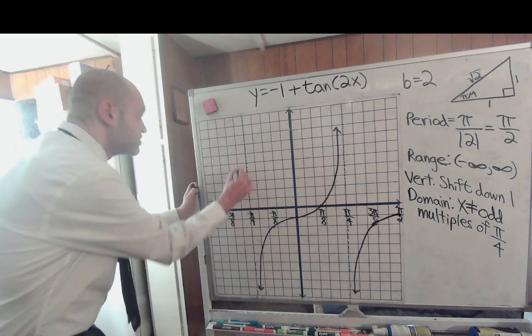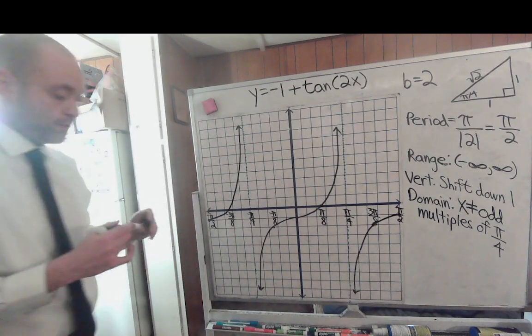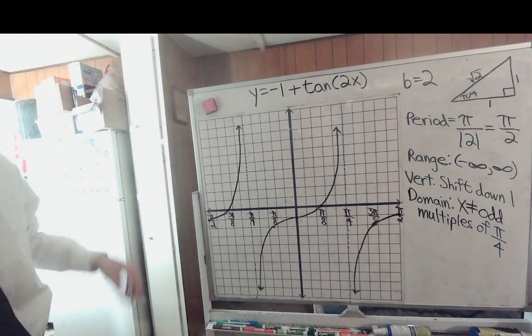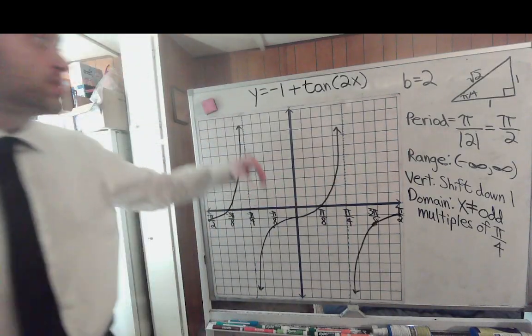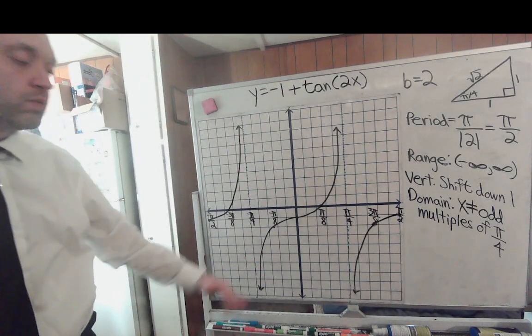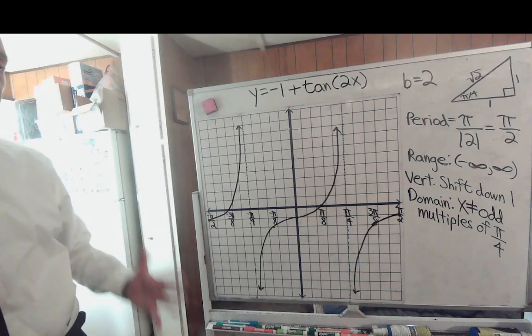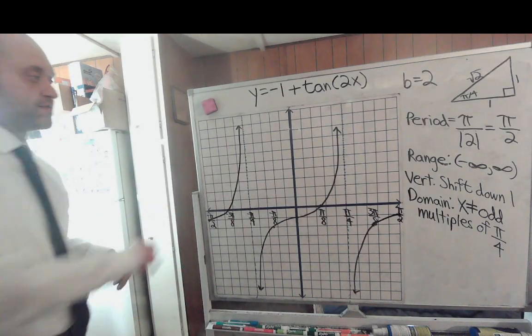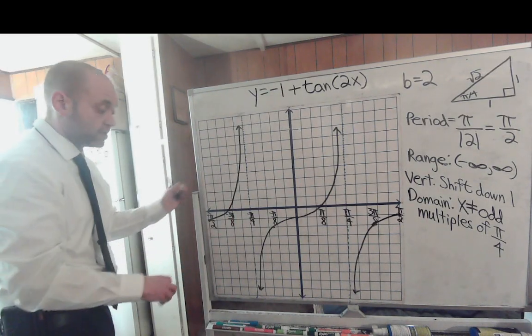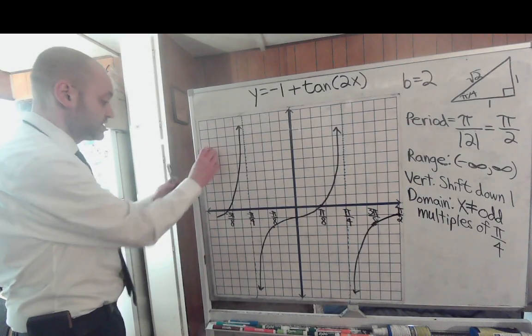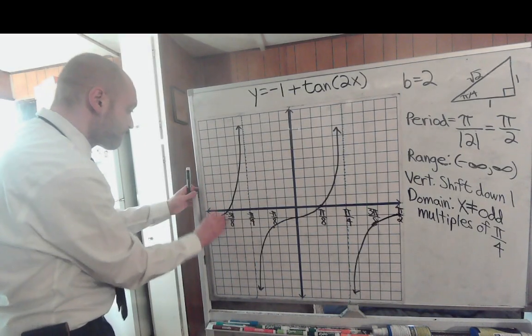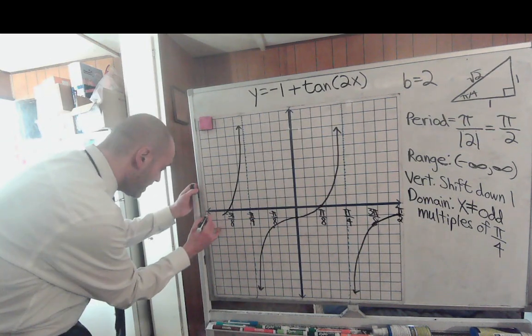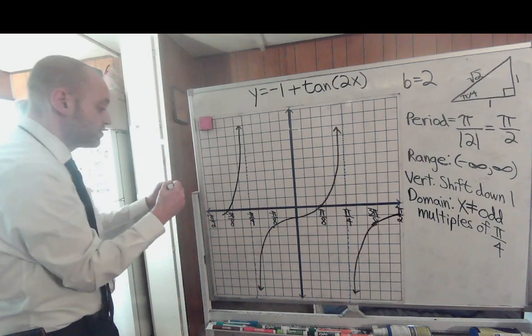So my graph is going to come up like that. So I just have a period of pi over 2 with everything shifted downward 1 unit, but my range hasn't changed. So that's what this graph looks like transformed. Now you guessed it, we're going to do the cotangent of this. So let's do that real quick. Figure out what's going to happen with the cotangent.